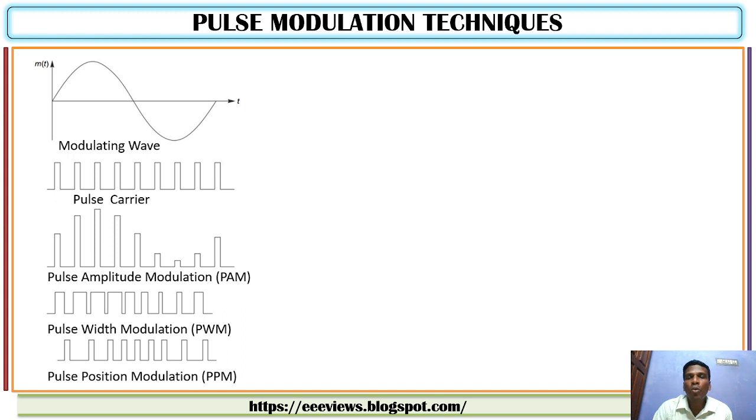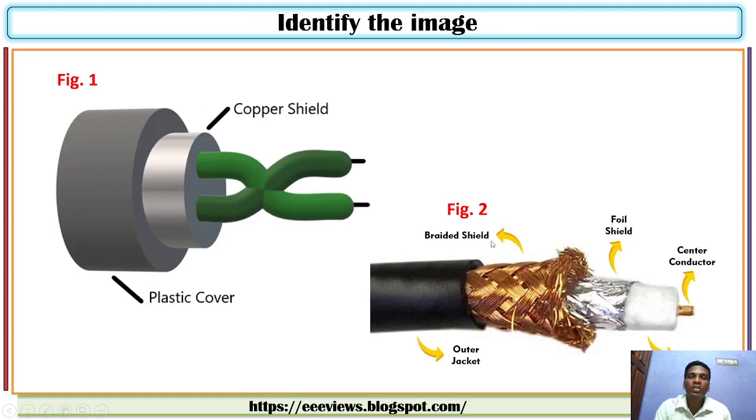So this is how we are communicating and transmitting the signal over a long distance. When we are transmitting over a long distance, we need to have some arrangements. You can see the image. There are two images, figure one and figure two. If you remember, you can type your correct answers in the comment box.